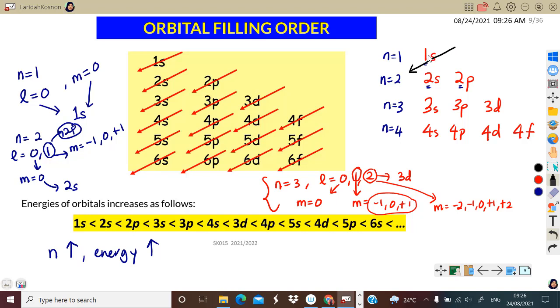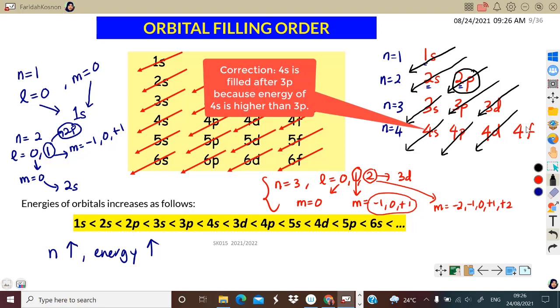Bila dah penuh 1s, baru boleh pergi 2s, kalau ada elektron lagi lah nak diisi. Followed by 2p. Nanti dekat 2p ni saya akan ceritalah macam mana nak isi dekat 2p. Tapi ideanya basically, kita akan isi 2p selepas 2s. Next, continue with 3s, 3p, 4s. Lepas 3p masih 4s because the energy of 4s orbital is lower than 3p. Continue with 3d, 4p dan seterusnya lah.